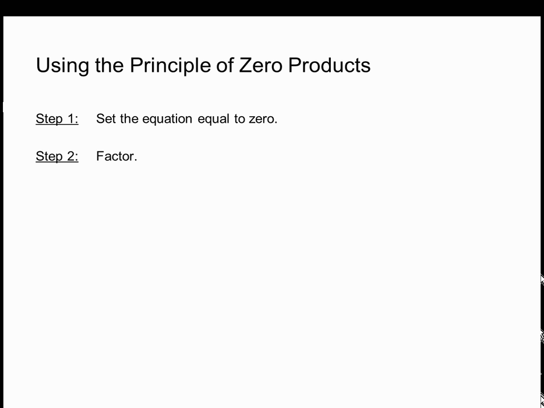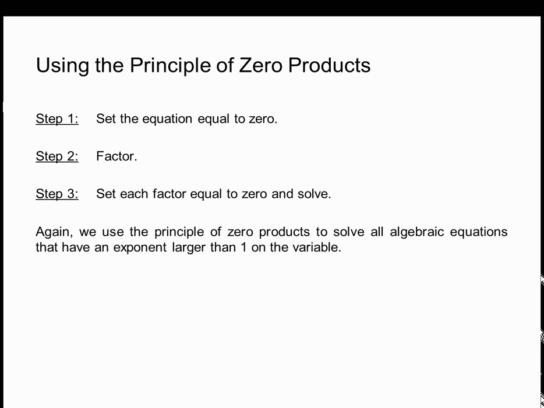Step 2, factor. This is where the work is. Doing your factoring. You have to drag in all your factoring techniques. Step 3, set each factor equal to 0 and solve. This is where you're actually using the principle of zero products. Remember, you have something times something is 0. That means one of the factors is 0 or both of the factors are 0.